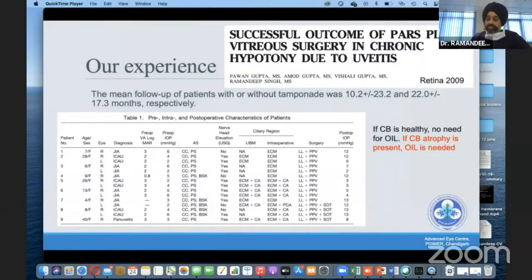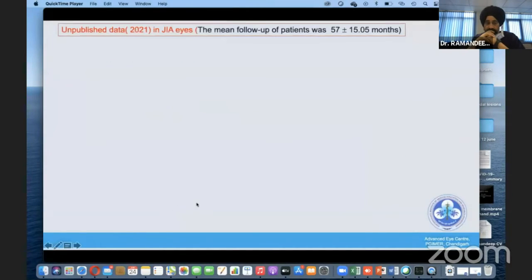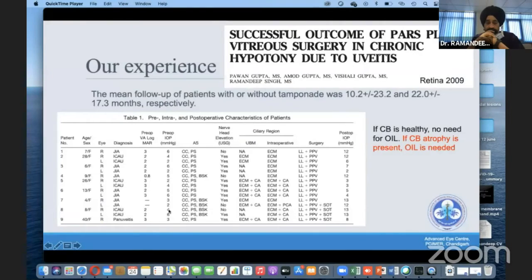I'll be sharing here our experience from 2009, where we have shown that in eyes with hypotony, it is better to put oil in patients where ciliary body atrophy is there. You can see in these last 4 patients with the oil, their IOP is staying at around 12, more than 10, and we had a follow-up of 22 months.